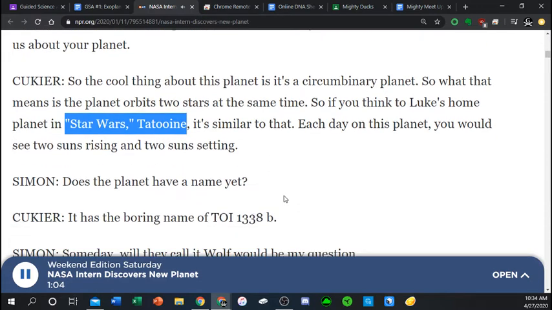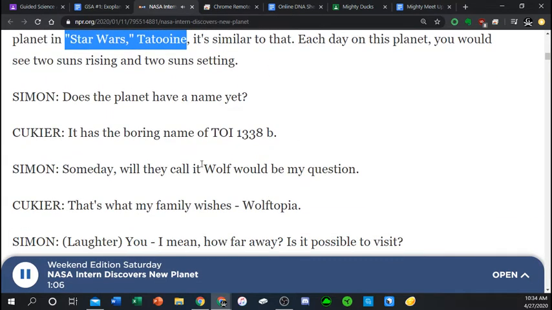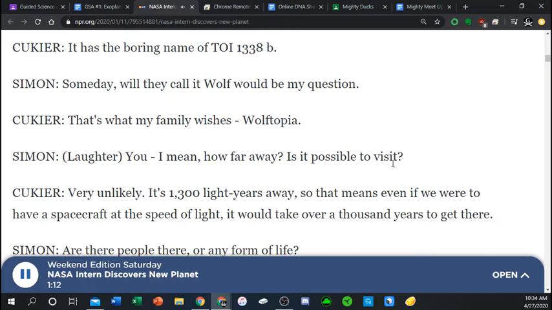Does the planet have a name yet? It has the boring name of TOI 1338b. Someday will they call it Wolf, would be my question. That's what my family wishes. Wolftopia. But how far away is it? Is it possible to visit?